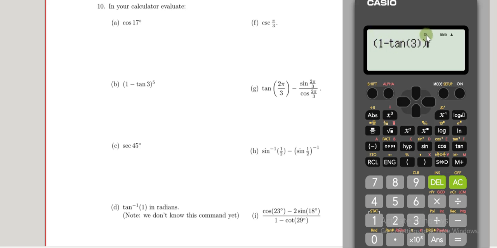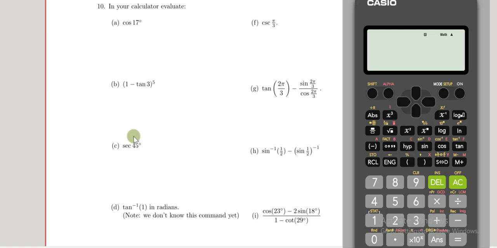Now I've got the entire difference in parentheses, and we talked about this in the first video. I can now use my templated exponent button to then go ahead and enter to the 5th power. And there's our decimal approximation. Folks, I will modify these directions to say round your answer to the nearest 2 decimal places. Okay, let's keep going. The next thing I want to evaluate is the secant of 45 degrees.